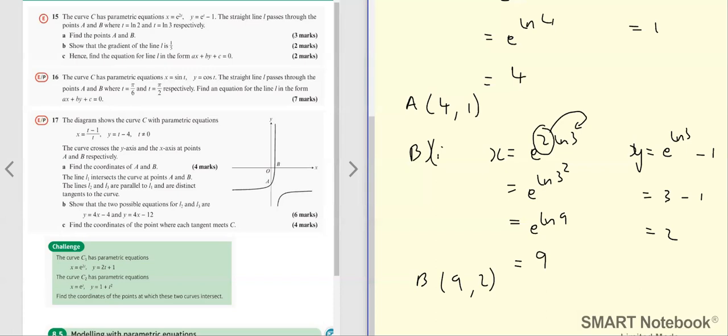Now, for part B and C, this is just standard coordinate geometry, which we don't need to really cover. Okay, you know how to do that. We don't want to waste time doing things we already know and are generally quite good at.